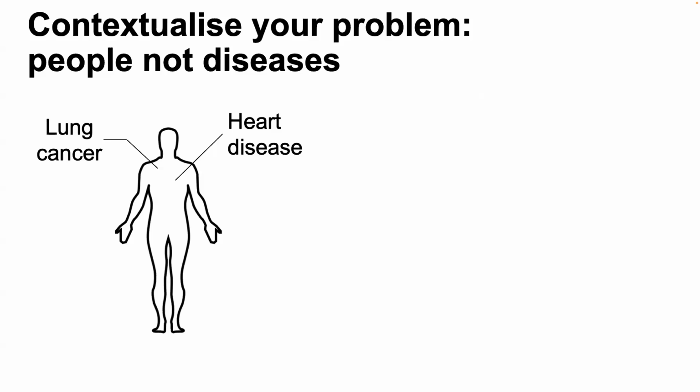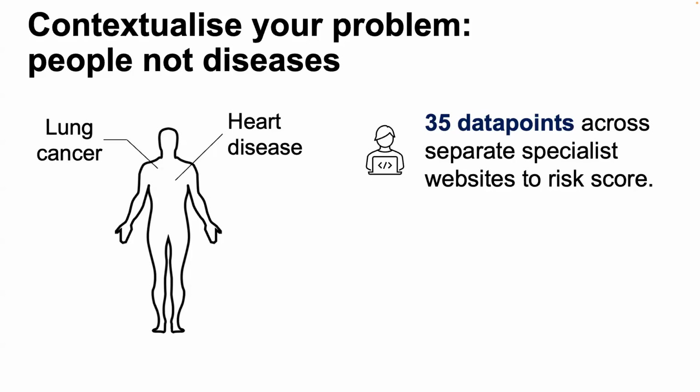Then, I've thrown a whole bunch of problems at you, and now I want to create one more, which is: contextualize your problem and think about the person rather than the disease. So, coming back to what I said beforehand, if you're just in the UK going to use guideline recommendations to determine whether somebody should have lung cancer screening or cardiovascular disease risk reduction, so statins effectively, that at the moment requires 35 different data points to be added across separate specialist websites just for those two risk scores.